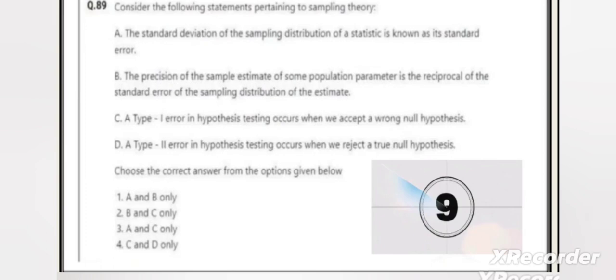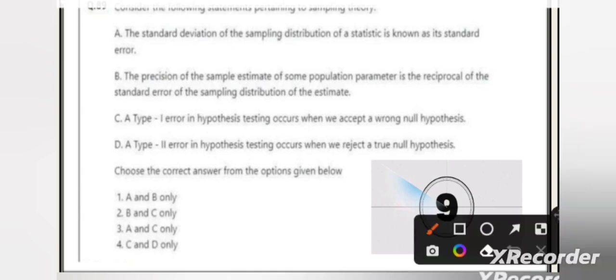This is the last question, in which we have to choose the correct statement. Statement A is about the standard deviation and statement B is about the standard error. This answer will be given in the comment section.